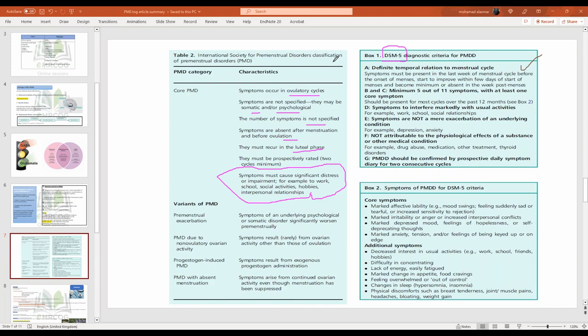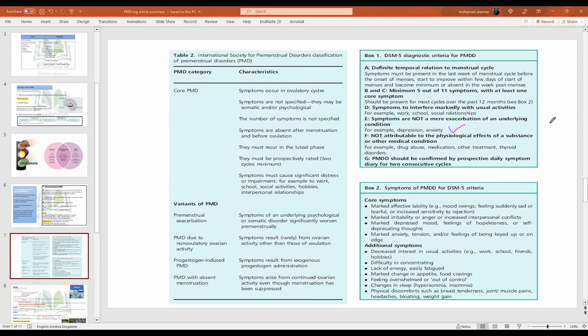E is symptoms are not a mere exacerbation of an underlying condition. So we need to make sure that she is not a chronic depression patient or a chronic anxiety patient. Usually those types of patients, if they have a chronic mental problem, will have the problem all the time, not in relation to the period, right? Not attributed to the physiological effect of a substance or other condition, like the patient is not a drug abuser, she is not on other medication, or the patient does not have, for example, an endocrinal problem like thyroid dysfunction. Because if the patient, for example, has hyperthyroidism, she might be irritable.